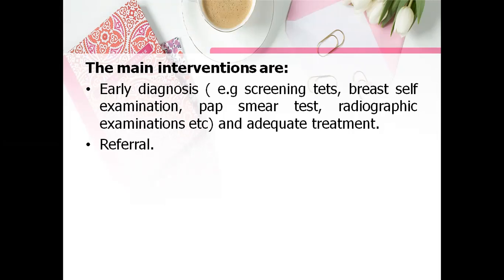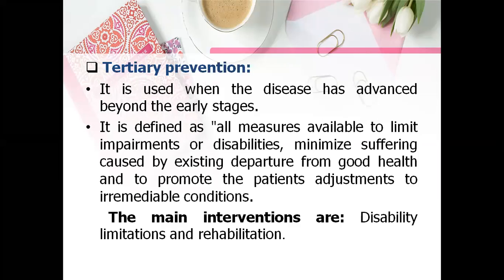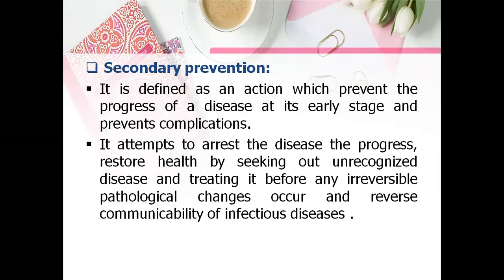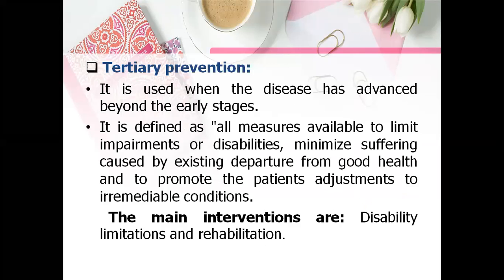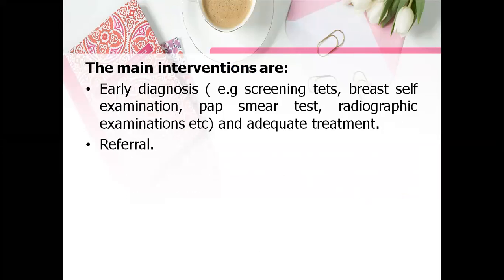So in secondary prevention, we are doing early diagnosis and adequate treatment. Suppose that individual cannot be treated in that hospital, so immediately they are going to shift him to another hospital with better facilities in order to save his life. So these are the things which come under secondary prevention: early diagnosis and adequate treatment, and if it cannot be done, they are going to give him a referral.